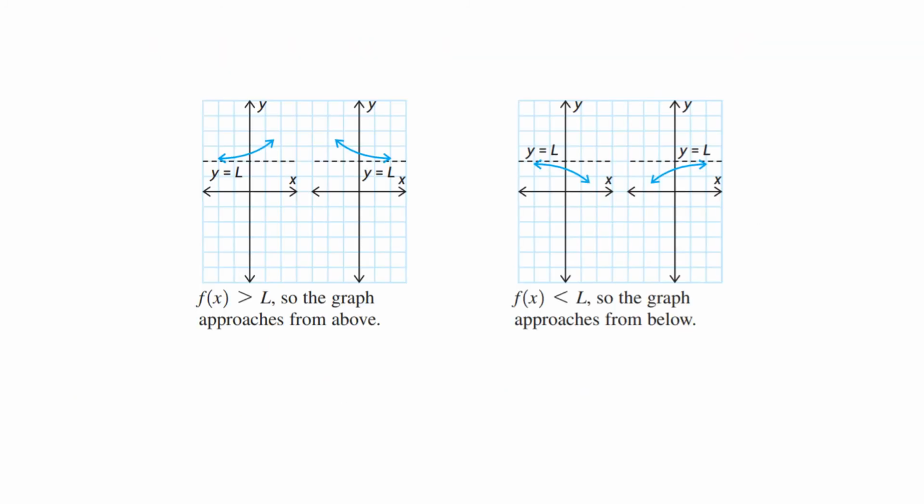So this summarizes what we did previously in the question to determine if the graph is approaching from below or above. Like I said, if your function is bigger than the horizontal asymptote, then it's approaching from above. If my function is less than the value of the horizontal asymptote, then it approaches from below.